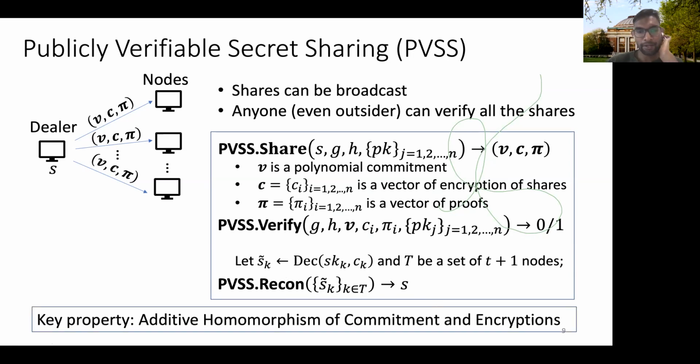One key property we use, which doesn't come with the standard PVSS definition, is the additive homomorphism of commitments and encryptions. That is what we use in SPURT. The PVSS scheme we design and also the SCRAPE PVSS scheme do satisfy this homomorphism property.